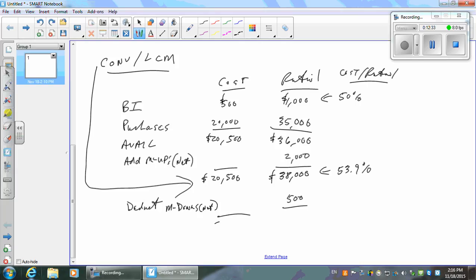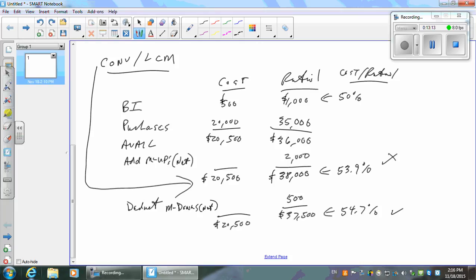Okay? So this time I'd have 20,500 divided by 37,500. And what just happened to us because we included those markdowns? This goes up to 54.7%. So when I take my ending retail inventory, either times 53.9% or times 54.7, I'll clearly get different numbers, right? Which one's going to be the smaller number? Right? That's it. That's all you're doing, by including the markups, right? And not the markdowns. So it's sort of a really rough approximation, is the idea.